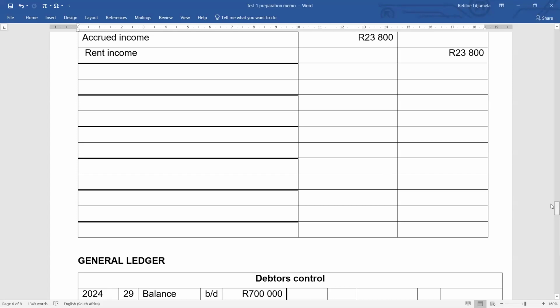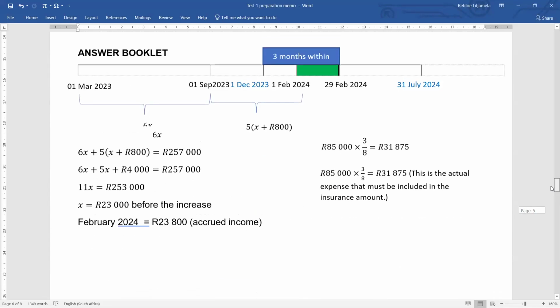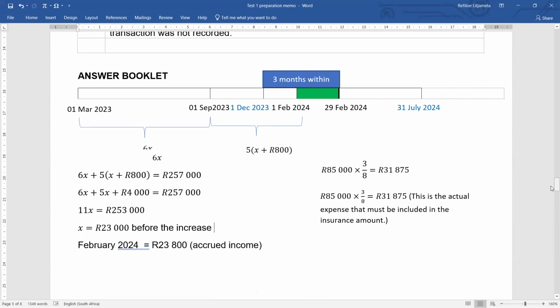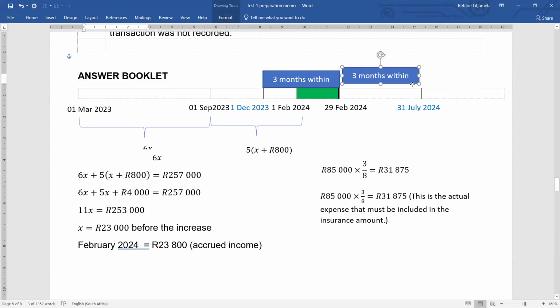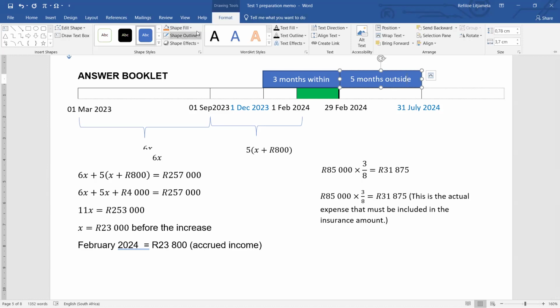As you have seen, I got it disturbed a little bit. So now you realize that this is for 8 months, but only 3 months of the 8 months fall into the financial year, and the other 5 months fall outside the financial year. So the other 5 months that fall outside the financial year, I will highlight them in red.